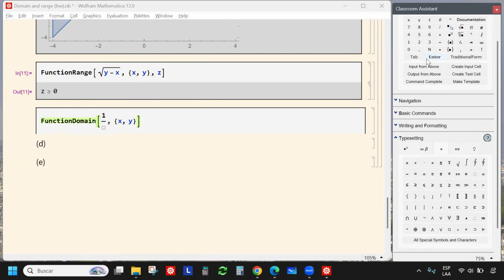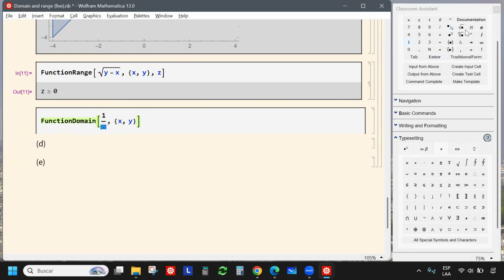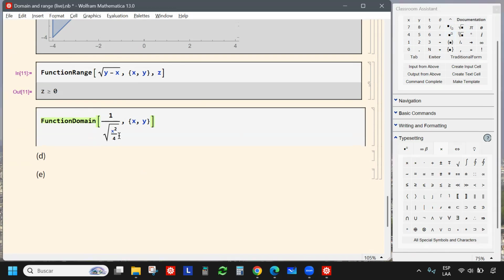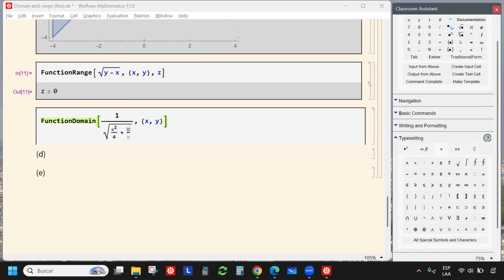One over root of fraction x squared over 4 plus fraction y squared over 9 minus 1.